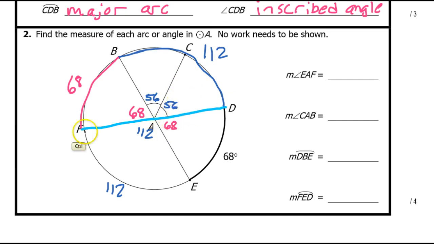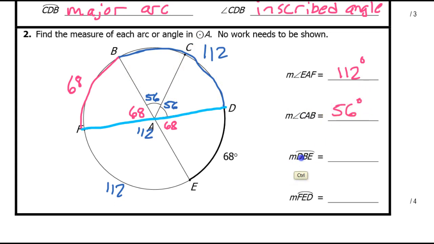Now that we have all of the angles and arcs labeled, we should be able to answer any question they want to ask us. So let's see what they actually asked us for. The measure of angle EAF. EAF is this 112 degree angle. The measure of angle CAB. CAB is one of these 56 degree angles.